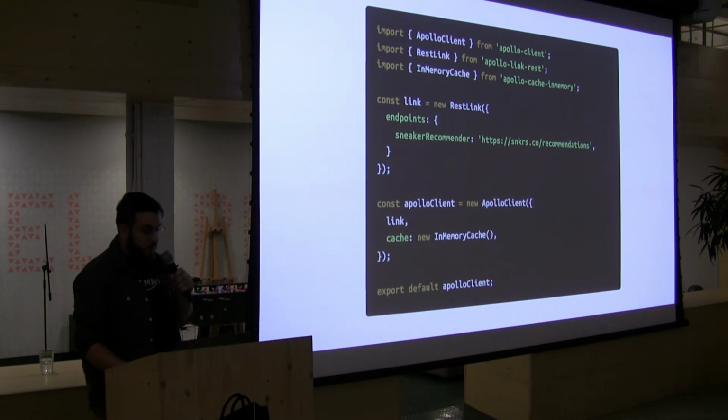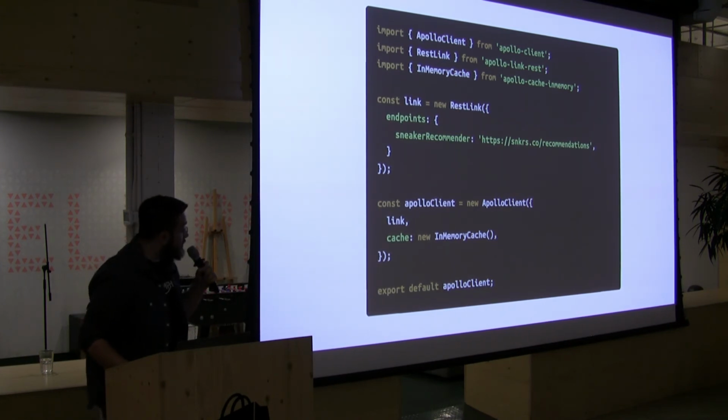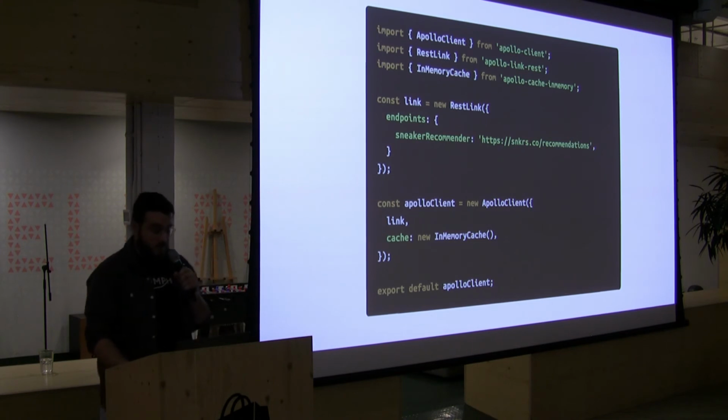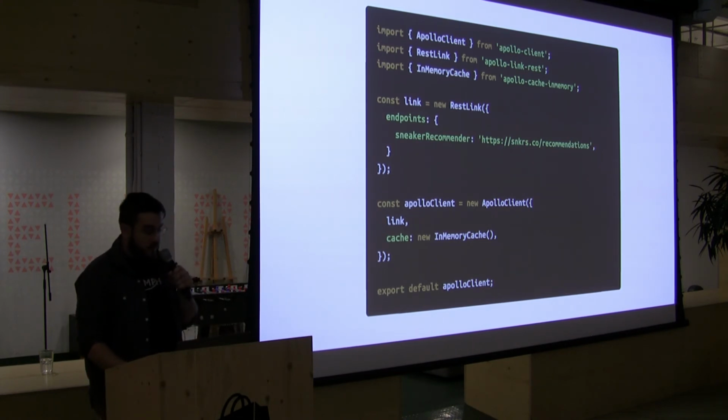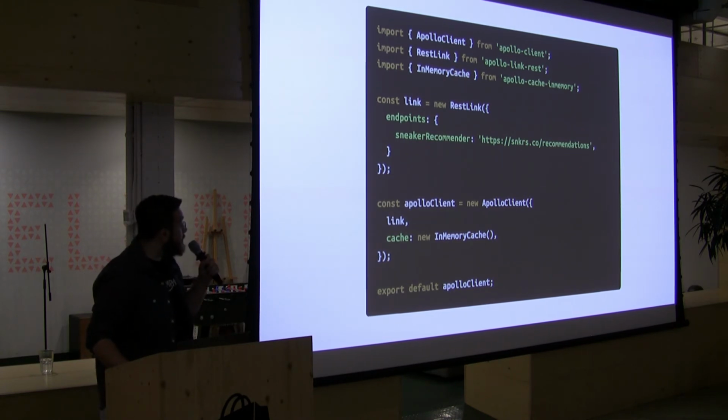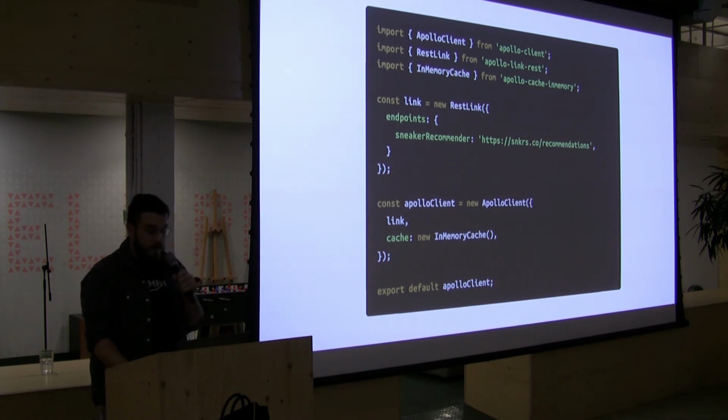Is that it? Yeah. Okay. So we're gonna create a new Apollo client, and that's gonna take those two params right there, link and cache. So we're going to use a new in-memory cache, which we're going to take from Apollo cache in memory, which will store data right on the connected client. And for that REST link, we're going to define our REST endpoint and give it a name. So we're going to hit sneakers.co/recommendations, and from now on we'll just call it sneaker recommender.